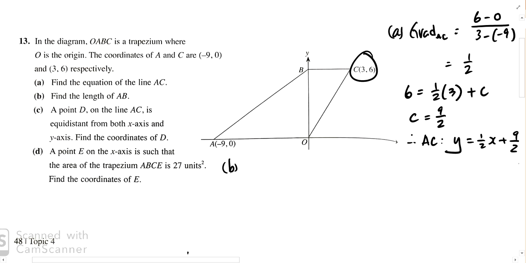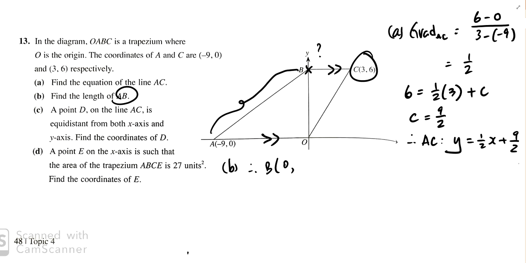And now for part B, in order to find the length of AB, I require the coordinates for point B. We know that point B lies on the y-axis, so B should have an x coordinate of 0 and its y coordinate, since OABC is a trapezium, therefore AO must be parallel to BC, which means that the y coordinate for B will be the same as the y coordinate for C, 6. So let's put those in.